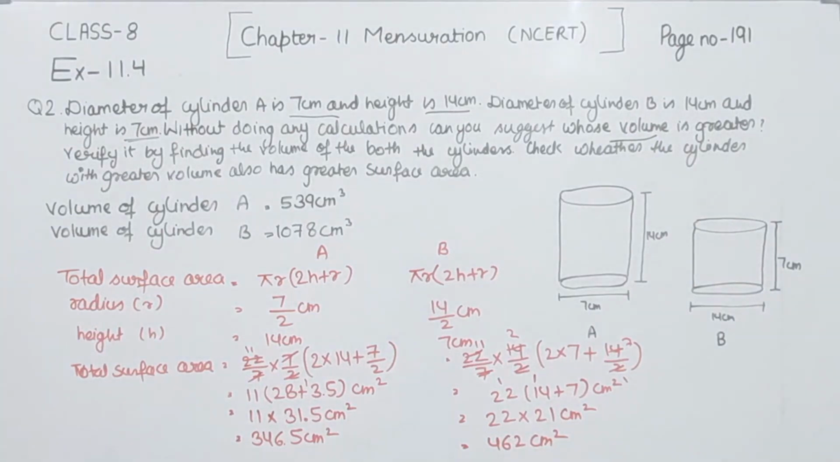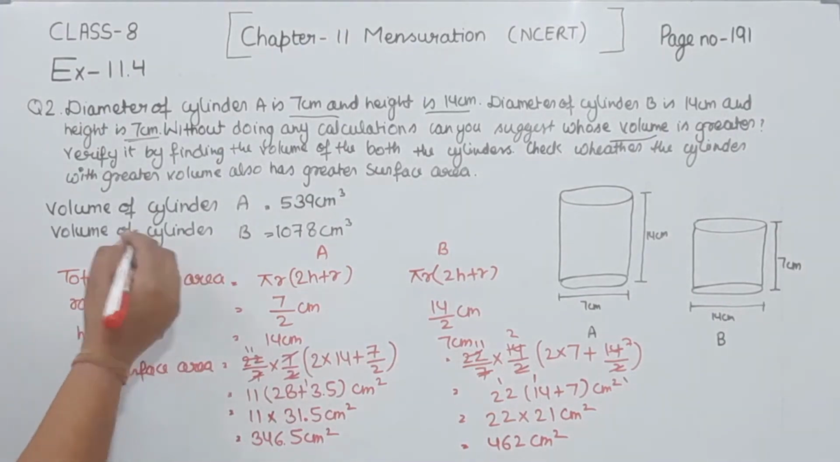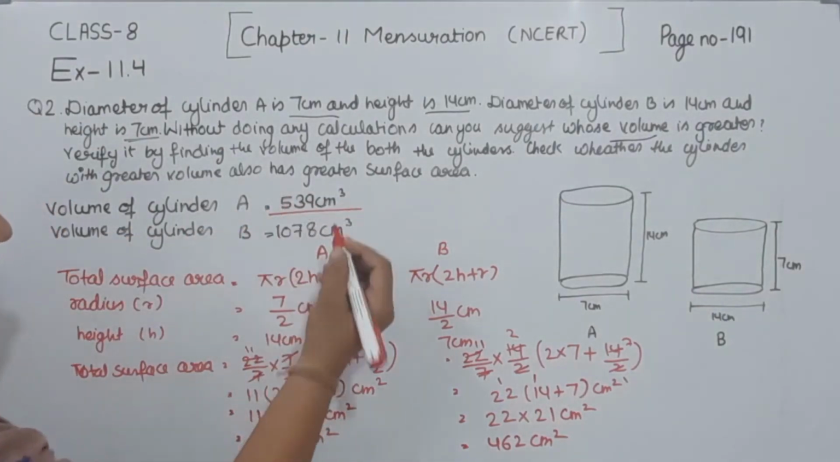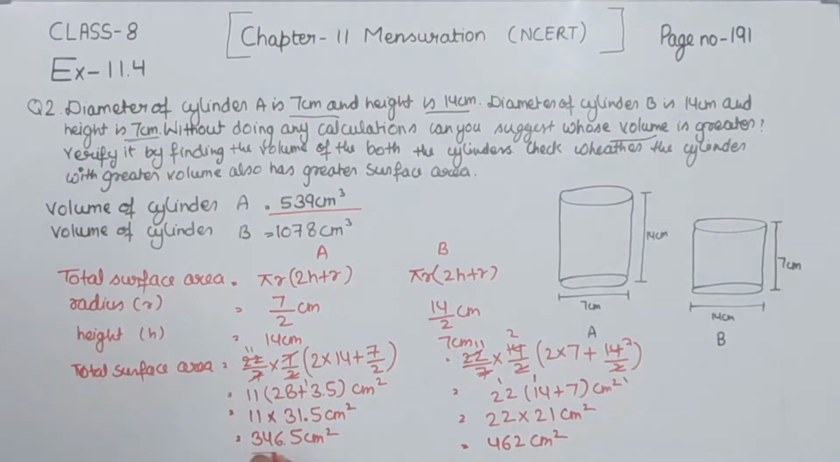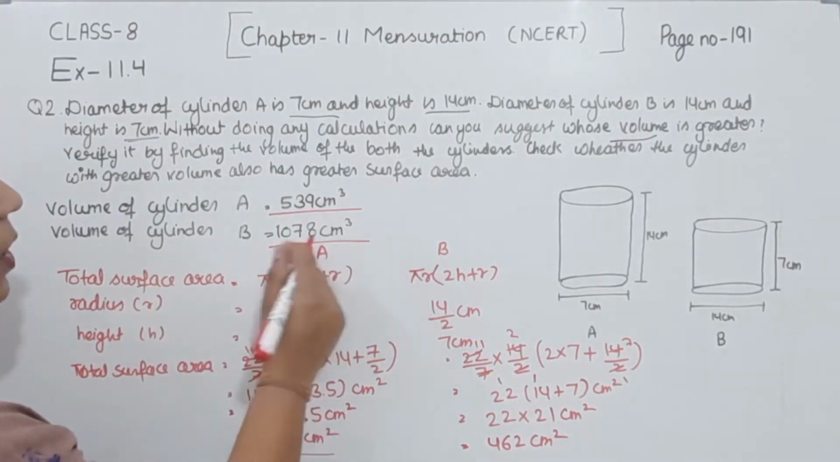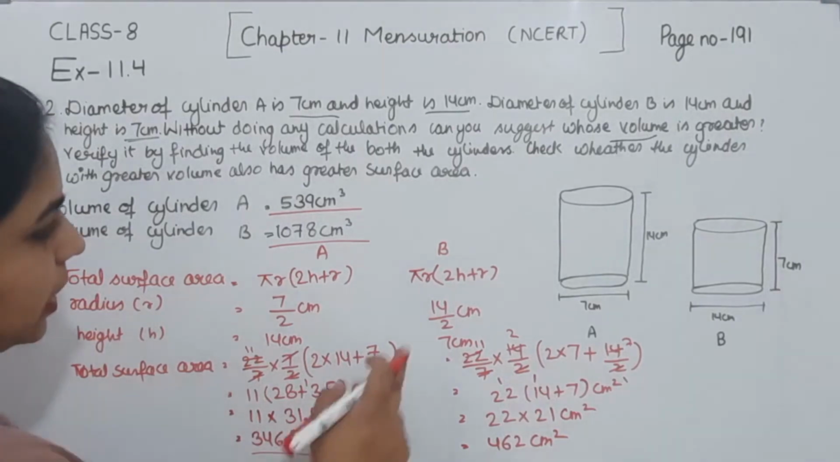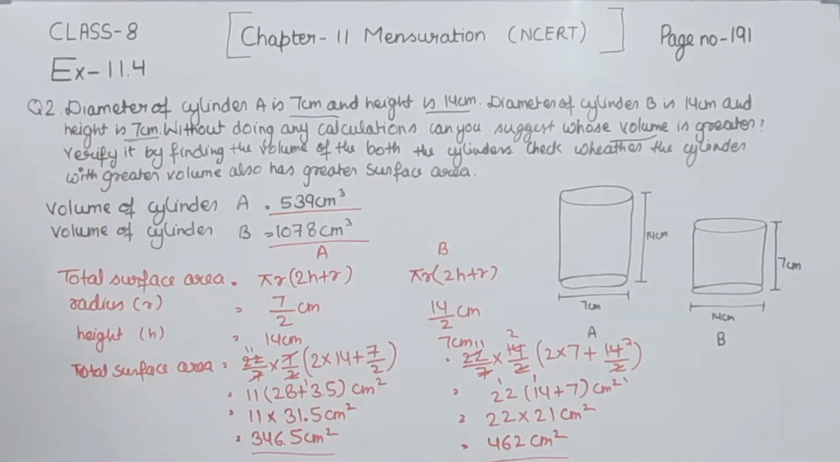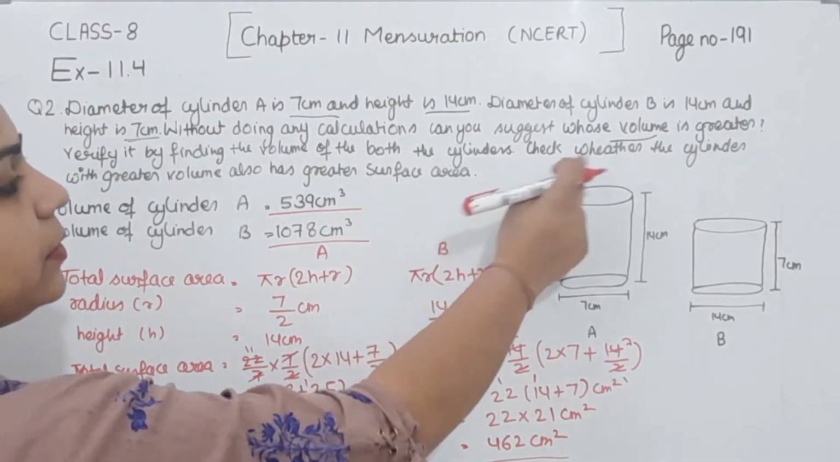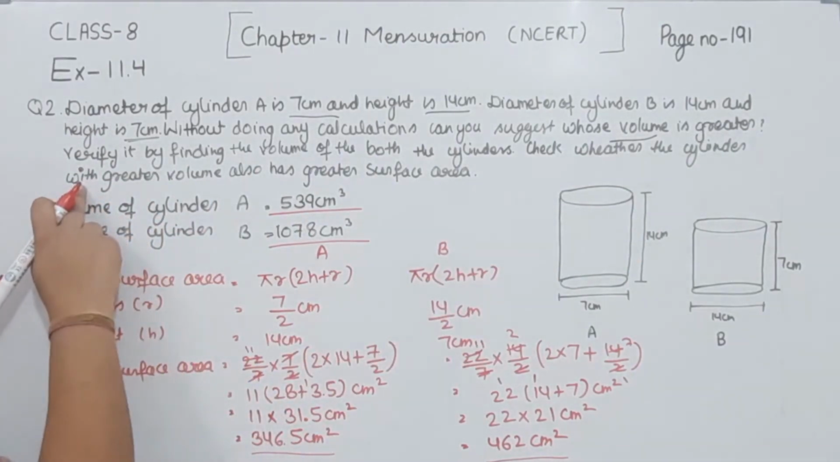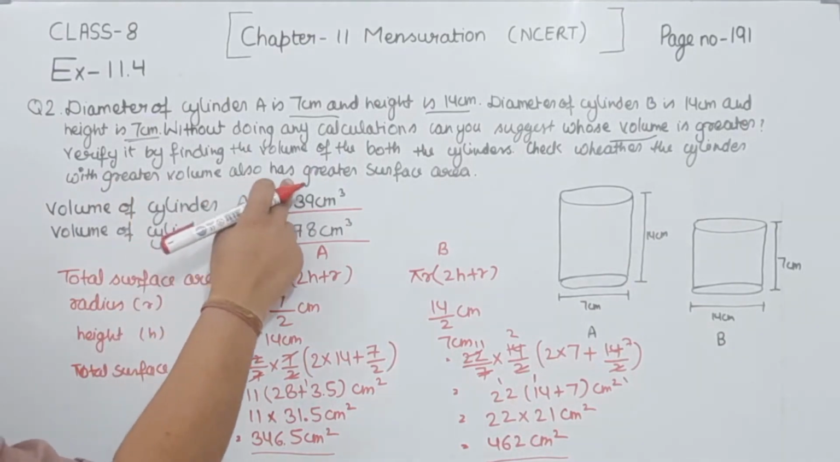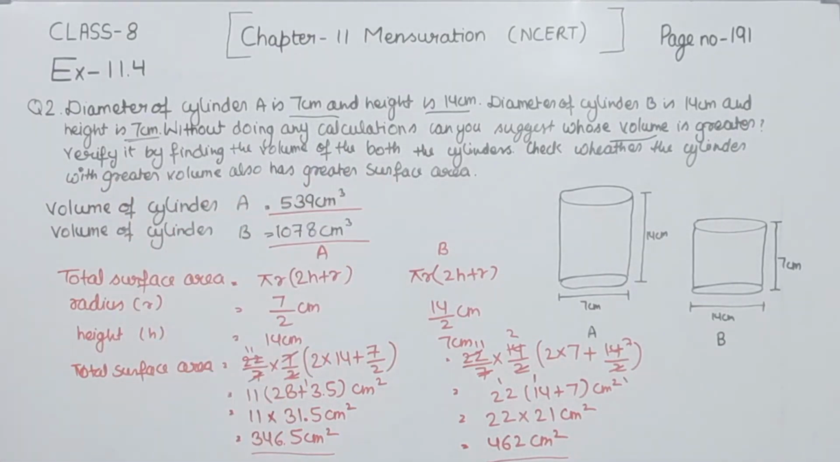Now we have to answer. The volume of the cylinder A is 539 and the total surface area of the cylinder A is 346.5 centimeter square. Now the volume of cylinder B is 1078 centimeter cube and the total surface area of the cylinder B is 462 centimeter square. So we have been asked whether the cylinder with greater volume also has the greater surface area. So this one is the correct answer.